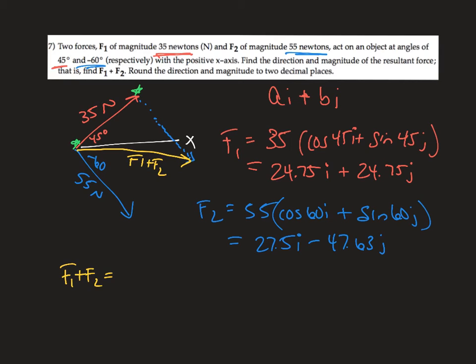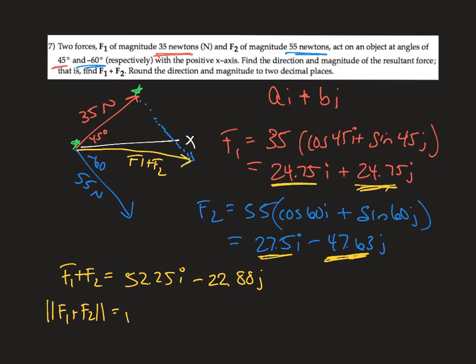all you do, remember, when you're adding vectors that are already in component form, you just take a plus a, b plus b, okay? So 24.75 plus 27.5 is 52.25 i, so that's my a component, and then 24.75 minus 47.63 is the b component, and so that's going to be minus 22.88 j. So that is your resultant vector, okay?